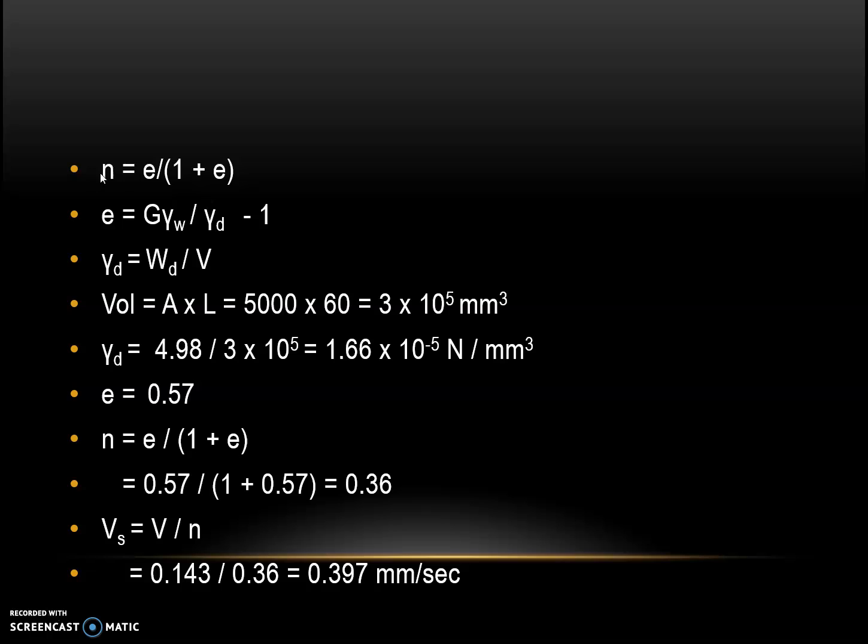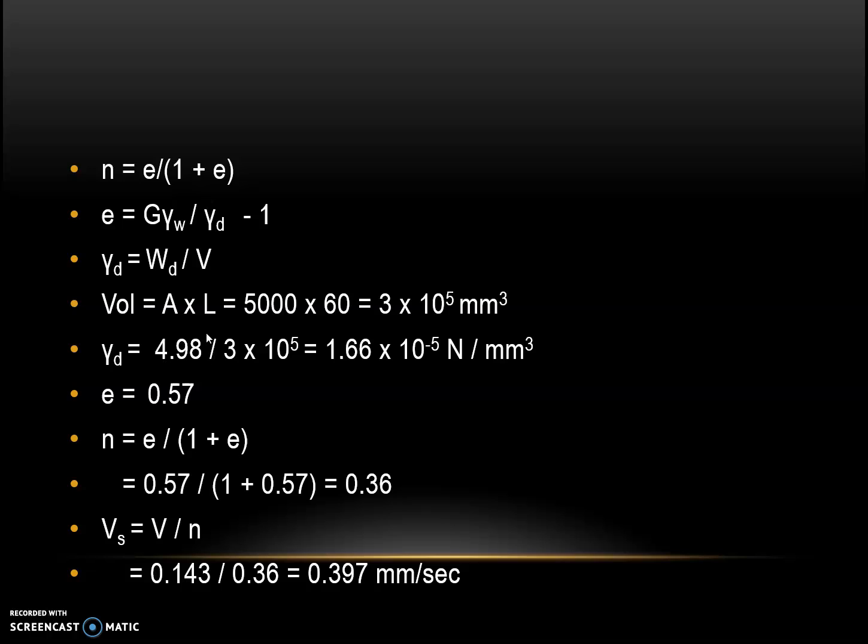Now we need to find out what is porosity. N is equal to E divided by 1 plus E. E is equal to G into gamma W divided by gamma D minus 1. Gamma D is WD divided by V, where volume V is equal to A into L, area is 5000 and L is 60. So we get volume equal to 3 into 10 raised to 5 mm cube.